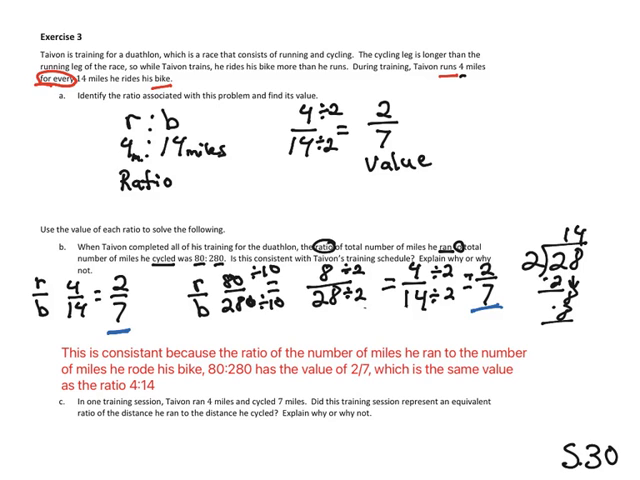Okay, C says, in one training session, Tavon ran 4 miles and cycled 7 miles. Did this training session represent an equivalent ratio of the distance he ran to the distance he cycled? The same question, they actually use the word equivalent here.